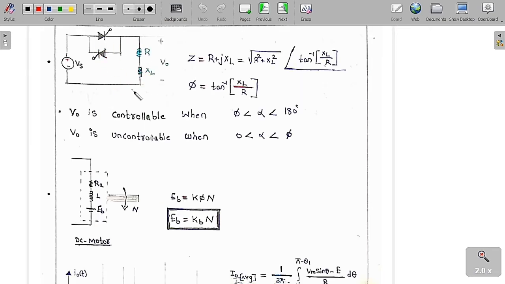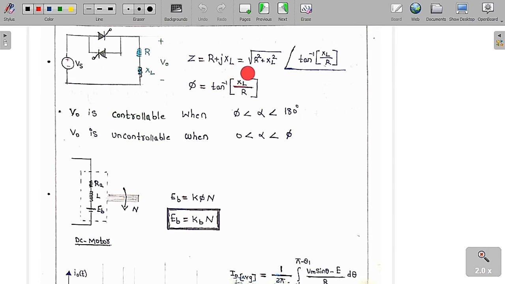So suppose there is a circuit like this. This is a fixed supply voltage, an AC source Vs. Here we are going to use two thyristors like a triac, and here we are going to keep a load, and this is plus or minus V naught. The load impedance Z is equal to R plus jXL.